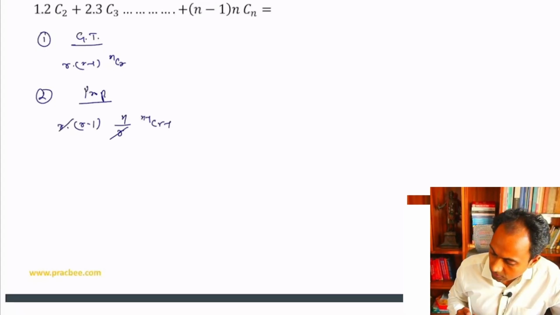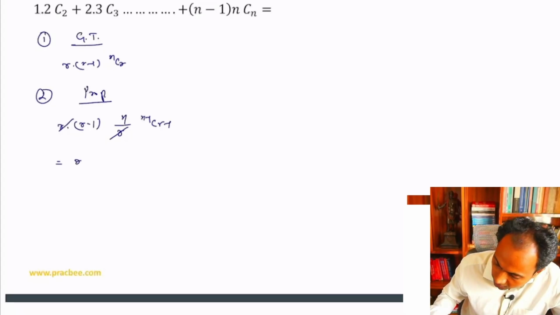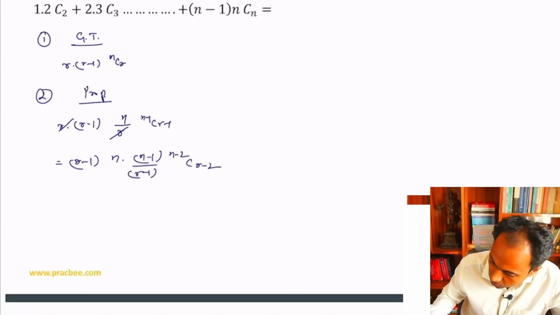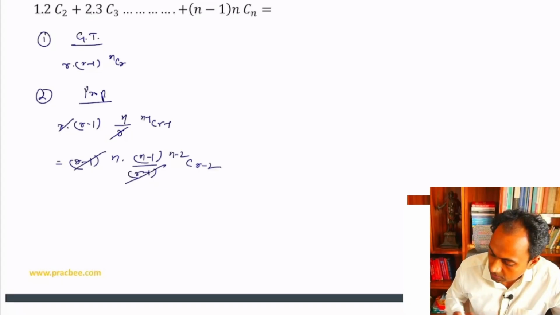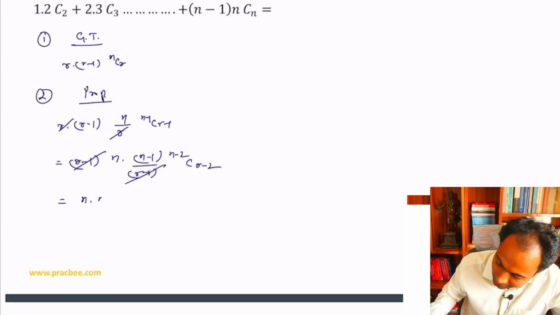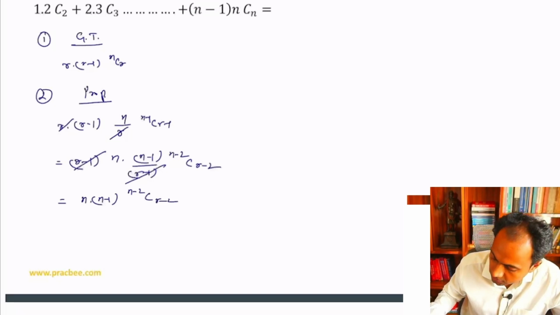R gets cancelled out. And then we can do the same thing one more time. Now this will become n minus 1 by r minus 1, n minus 2 Cr minus 2. R minus 1 gets cancelled out. What we have got is n into n minus 1, n minus 2 Cr minus 2.